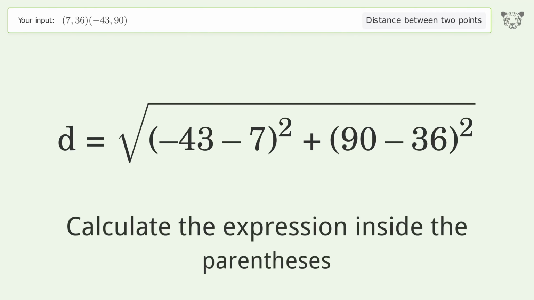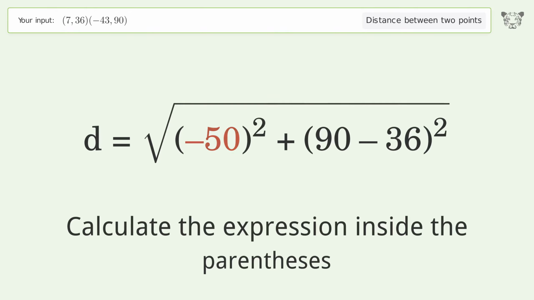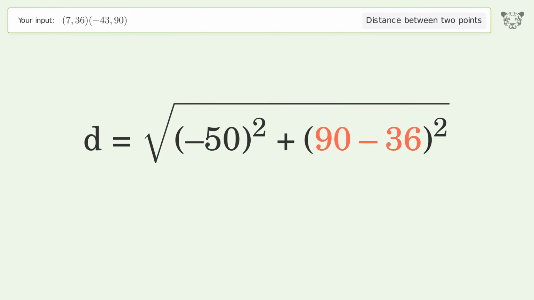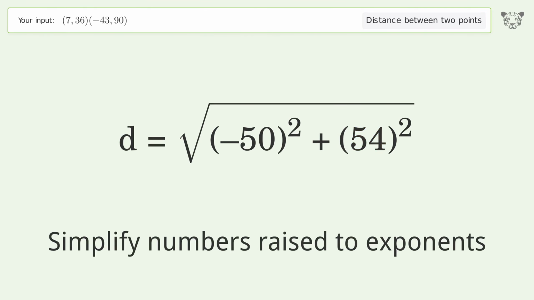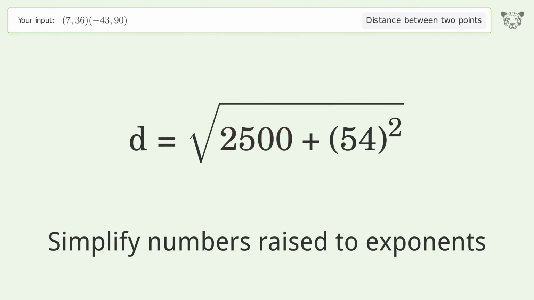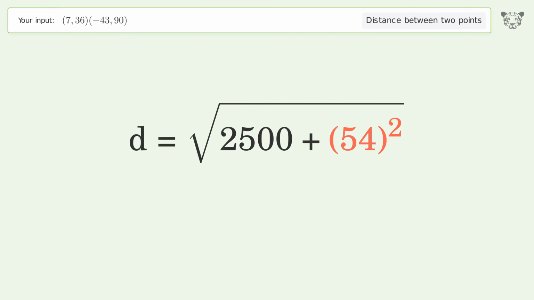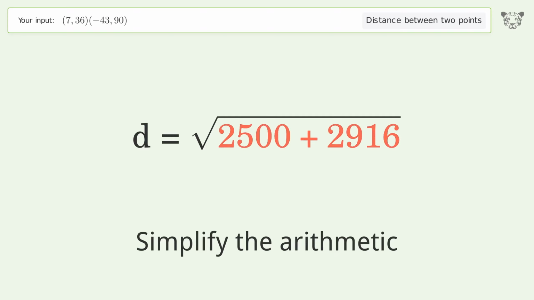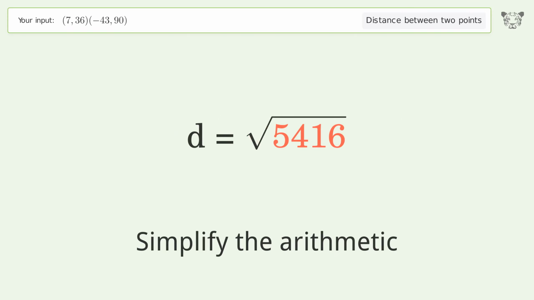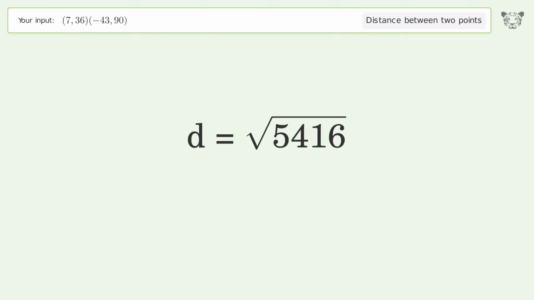Calculate the expression inside the parentheses. Simplify numbers raised to exponents. Simplify the arithmetic. And so the distance between the 2 points is the square root of 5,416, or 73.593.